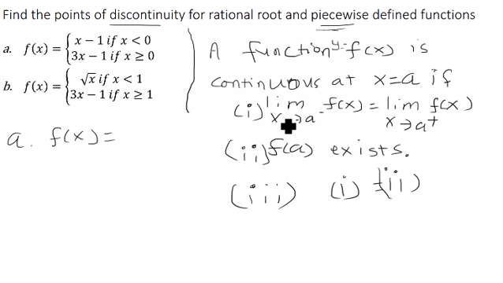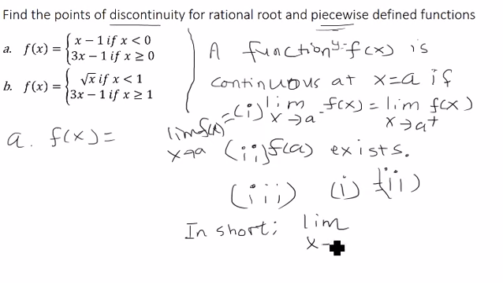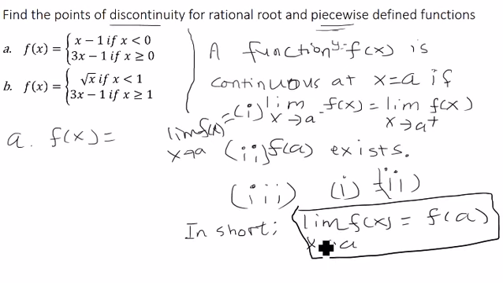Now these two quantities, if you recall from the video where I was talking about the limit of a function, give me the limit. So this is really the limit as x goes to a of f of x, and the second one is the value of the function. So in short, the limit as x goes to a of f of x equals f of a. The limit equals the value. If that is the case, then the function is continuous.